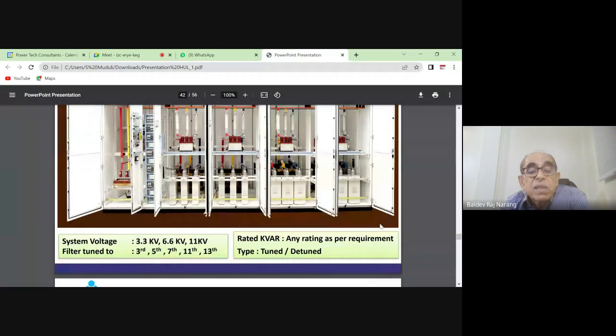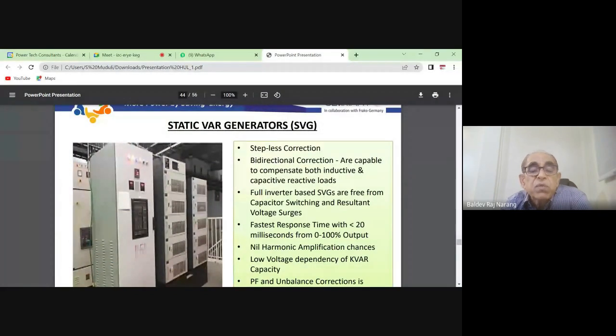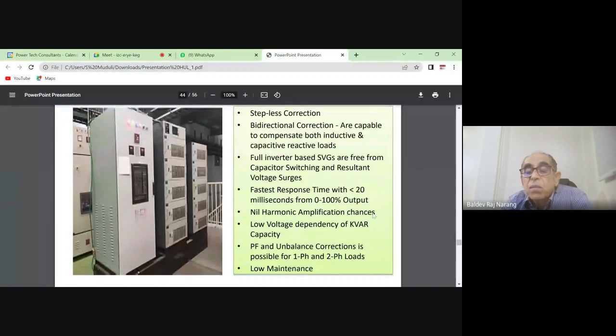So let's go to the next one. This is again the SVG, as we told. SVG or AHF is basically the same item. The only thing is, in SVG we generate 50 Hertz lagging or leading current and inject it into the system. Instead of physical capacitors and reactors, we are using a static system, and we are improving the power factor. We can control the power factor in both directions, whether leading or lagging, and bring it to unity level.